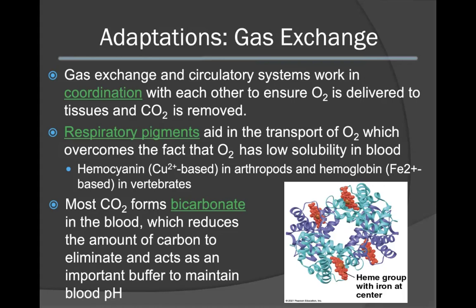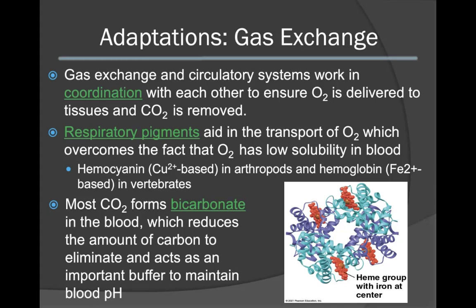We've seen how hemoglobin increases the transport ability of oxygen in red blood cells. Hemocyanin is another pigment that is present in arthropods that can also increase the amount or solubility of oxygen in blood.